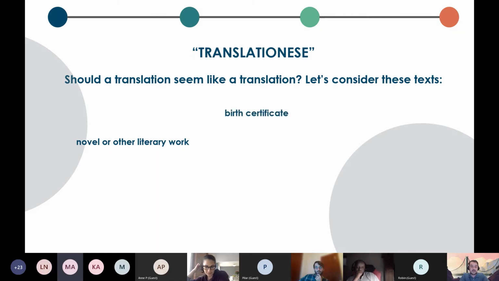A birth certificate, on the other hand, if it's a translation of a birth certificate, it will always be a translation of a birth certificate. It will never serve the purpose of the actual birth certificate, because a translation of a birth certificate should always accompany the original birth certificate. What about something like a lecture? I would say not necessarily. It should read smoothly as to somebody who could understand it. How about an advertisement?